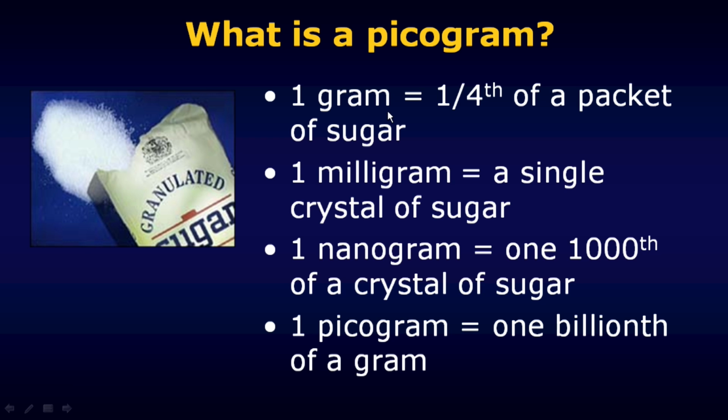A single crystal of sugar from within that packet is typically about a milligram, a thousandth of a gram. And if you took a milligram and you split it up 1,000 times, you would find that you're talking about a microgram. A microgram is a millionth of a gram. And if we took that microgram and we divided it up 1,000 times again, we'll find that now we're talking about a nanogram, and dividing once more, one of those picograms.